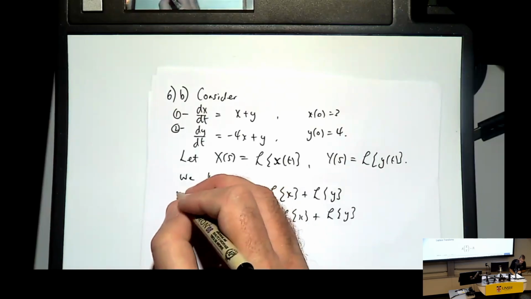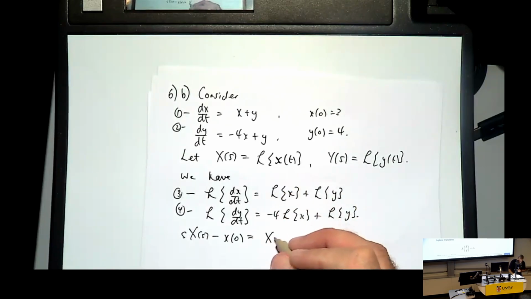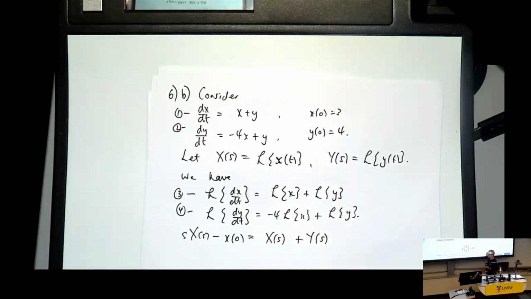So this one, number 3, equation 3, will become S x of s minus x of 0. So that's from the table, from the transform of derivatives tables. This is big X of s, this is big Y of s in our notation. Okay? And we want to do the same thing with equation number 4. So this is also the transform of derivatives.